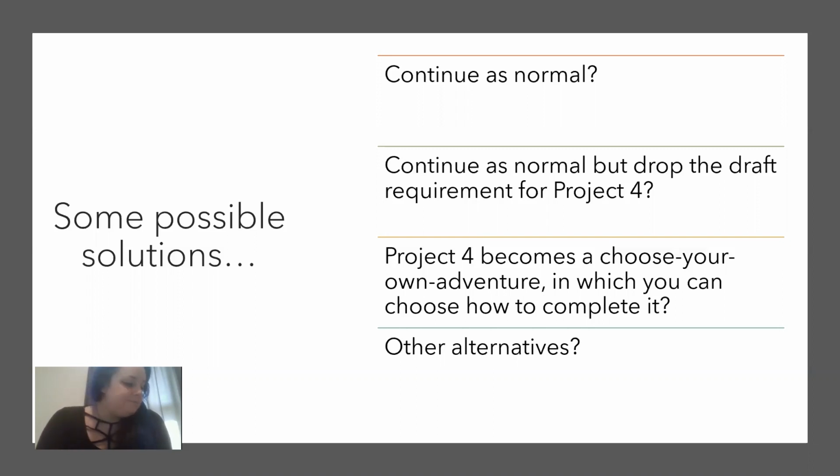You have, let's see, a draft due, you have project 4, and then you have a final weekly journal, and then you have the optional project 5 reflection. So we could do that. We could continue as normal, but drop the draft requirement for project 4. If you think we don't need to submit a draft, and you just want to work on your proposal and not have to worry about another deadline, we could do that.